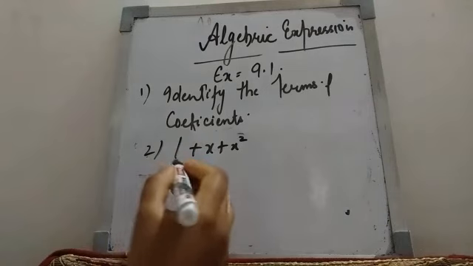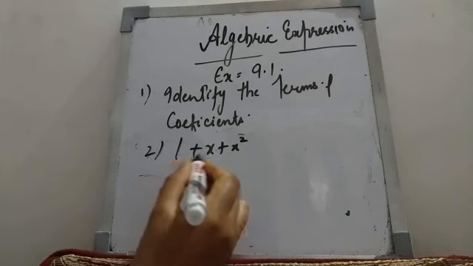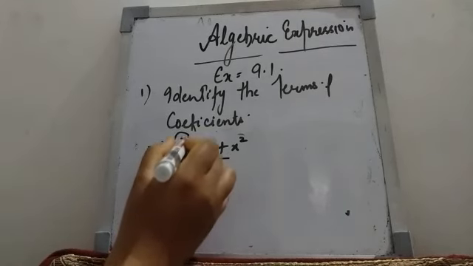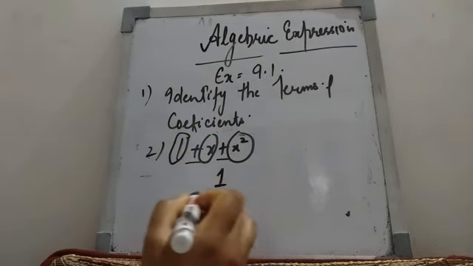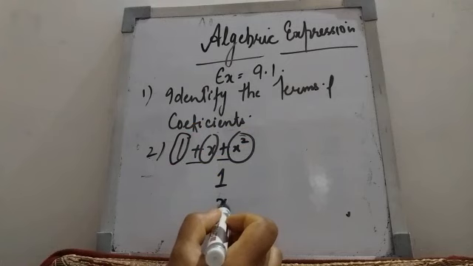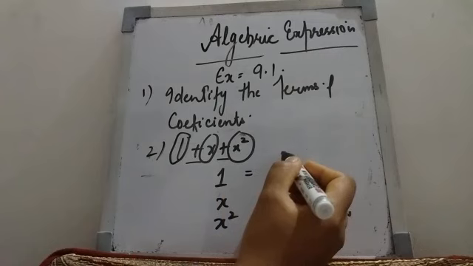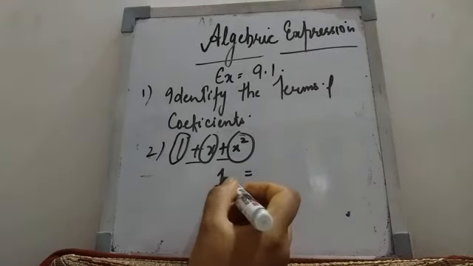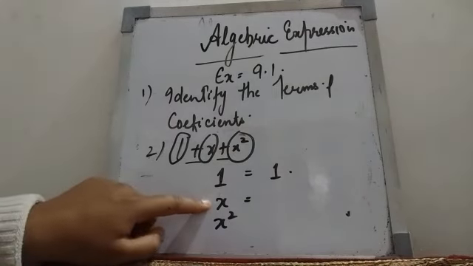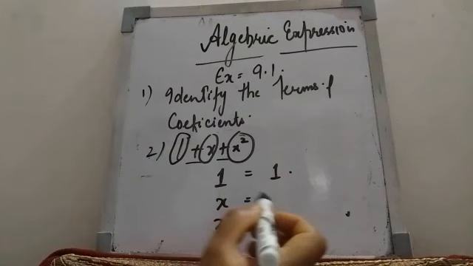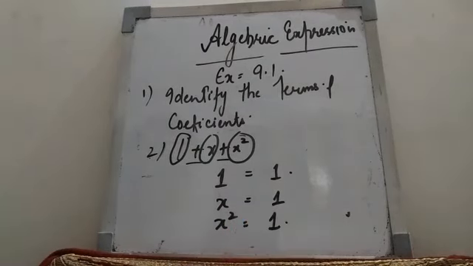Now second part is 1 plus x plus x square. Therefore there are two positive signs in between, therefore there are three terms. I will write separately the three terms. Therefore 1 is the first term, x is the second term and x square is the third term. And what is the coefficient of x? Here the coefficient is only 1. When we don't have any coefficient before x, we consider the coefficient of x as 1. Here also the coefficient of x square is 1.